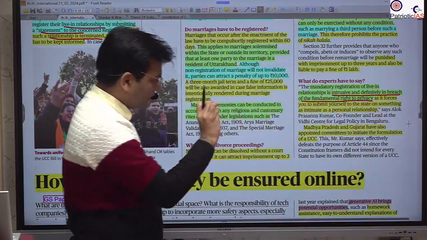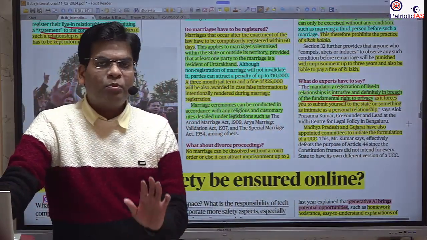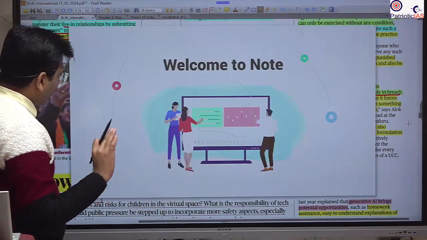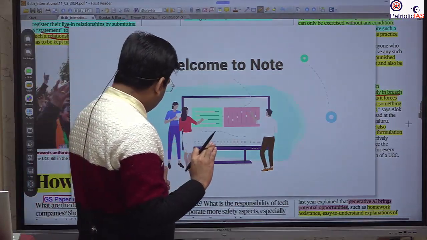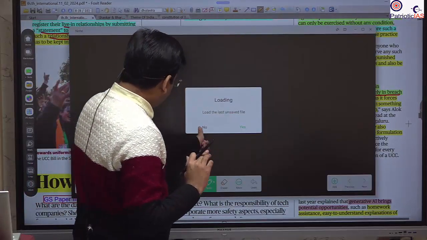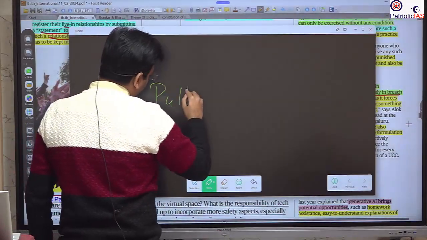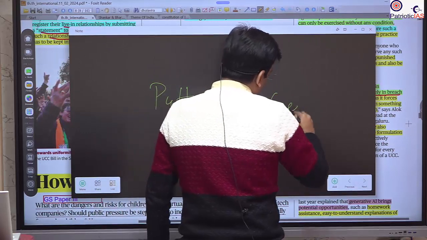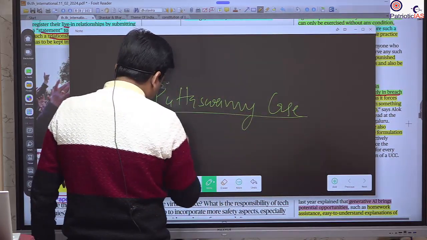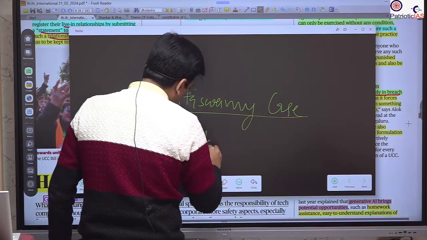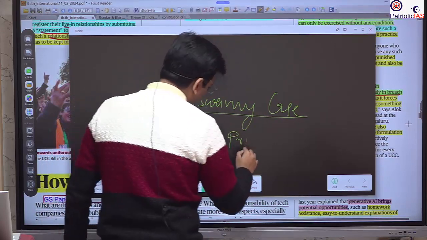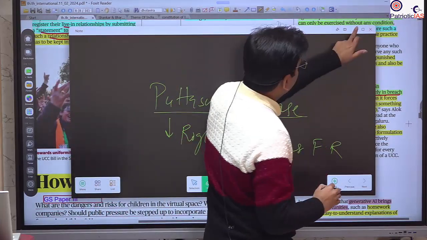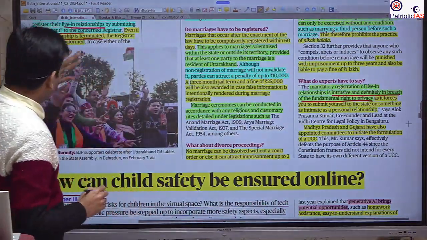of privacy, because recently we have seen the Puttaswamy case. Please remember this Puttaswamy case. Under the Puttaswamy case, privacy has been considered a fundamental right under Article 21. It considered this right to privacy as a fundamental right. Please remember this. Okay, so this is all about that.